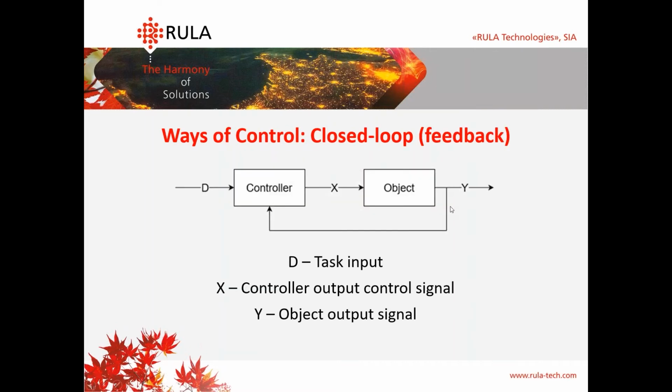Another way of control is called closed loop or feedback system. Here you see it on the slide. In feedback, we get the resulting output from our object and use it for regulation. Here you see that we have some kind of an output from our object and it goes into our controller.